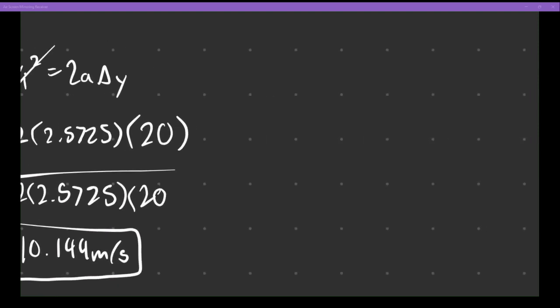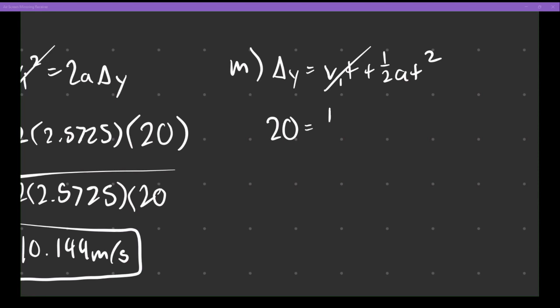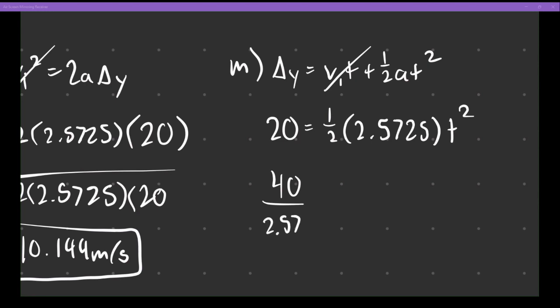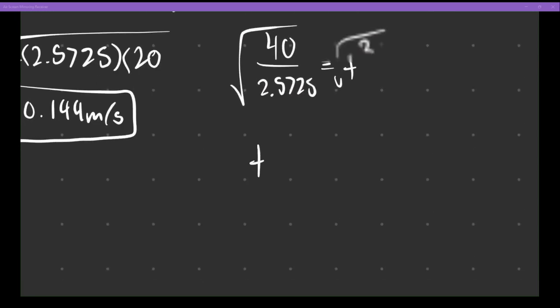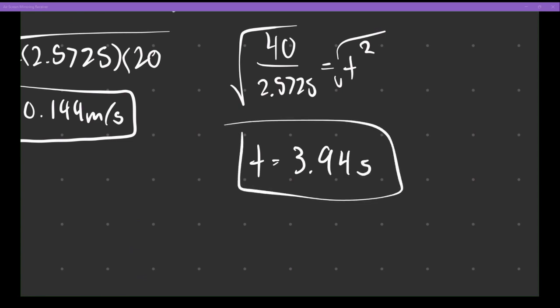Alright, going to part M now. So I have to find the time. So I'll use delta y equals Vi t plus 1 half a t squared. Vi is 0, so that cancels out. Delta y changes by 20. So 20 equals 1 half times acceleration, 2.5725, t squared. I multiply 2 to both sides. That's 40 divided by 2.5725 equals t squared. Take the radical of both sides. I get t is equal to 3.94 seconds. There you go.